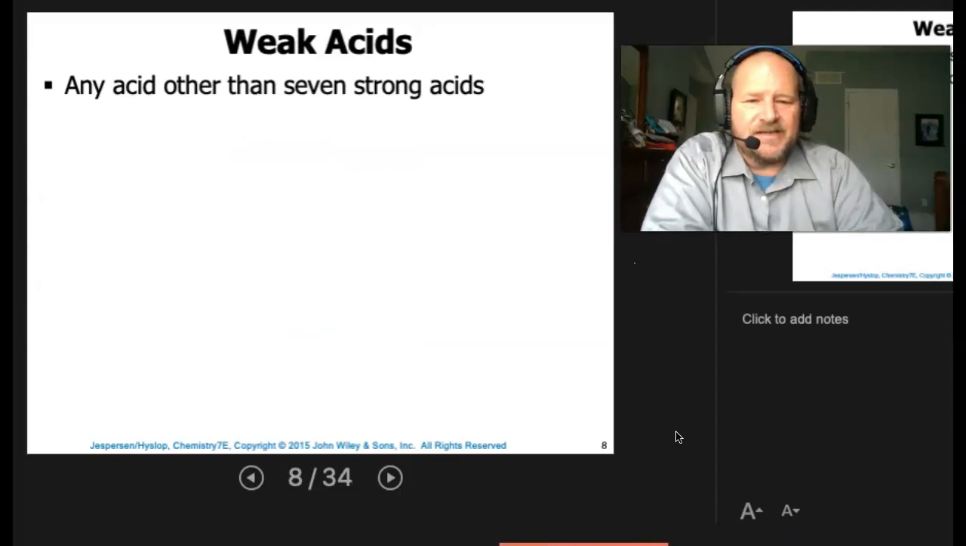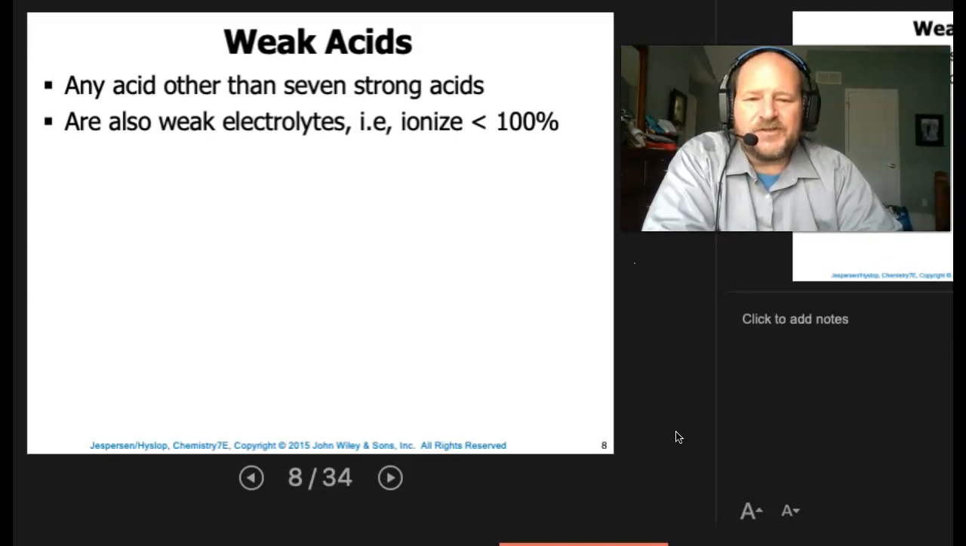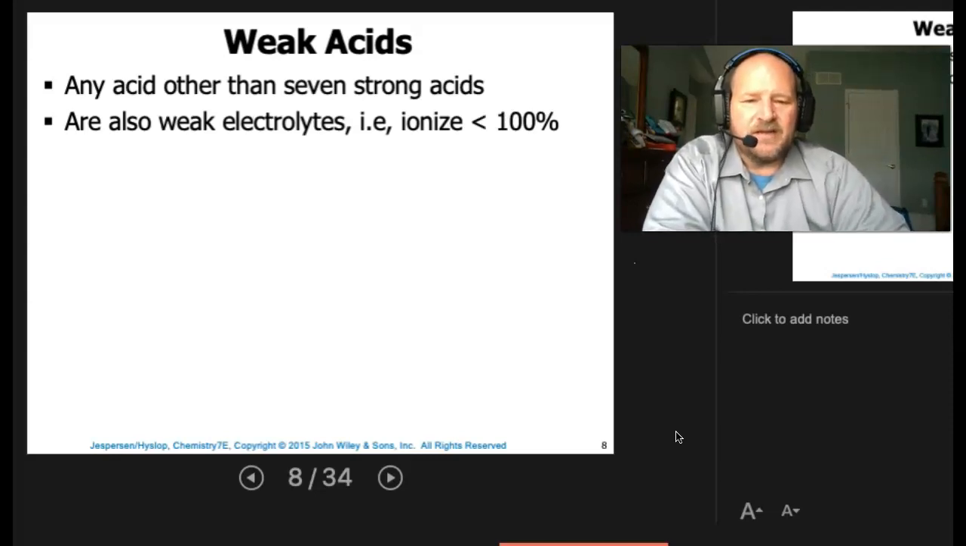So if it's not on the list, then you know that it's going to be weak. Okay? Which means they're also weak electrolytes. So that strong, weak electrolyte idea applies to acids and bases as well.